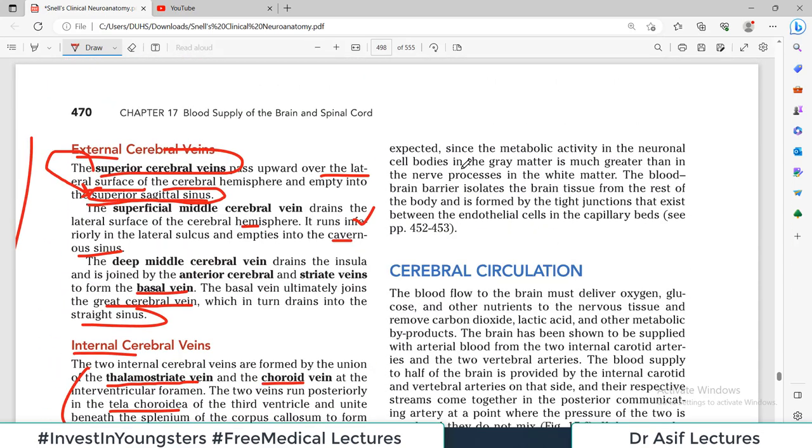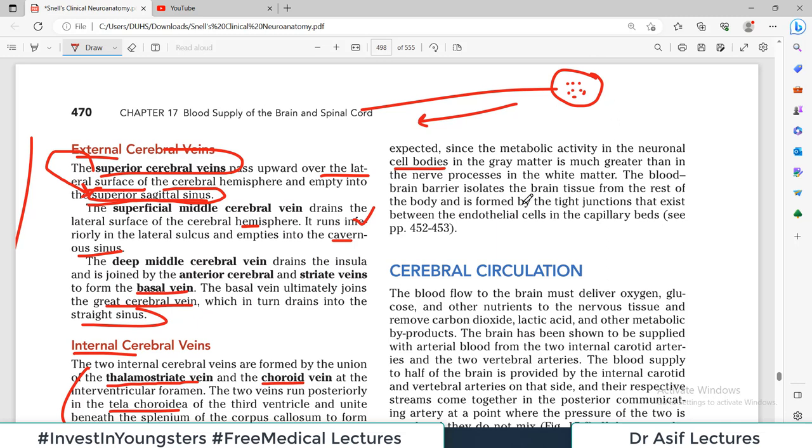This is to be expected since the metabolic activity in the neuronal cell body is obviously going to be much greater than the white matter. Kyunki cell body ka kaam hai sara cellular machinery jitna bhi kaam kar rahi hai usko manage karna, aur white matter ka kaam simply transport of substances hai. So therefore there is huge capillary accumulation near the cell bodies, and this is understood.